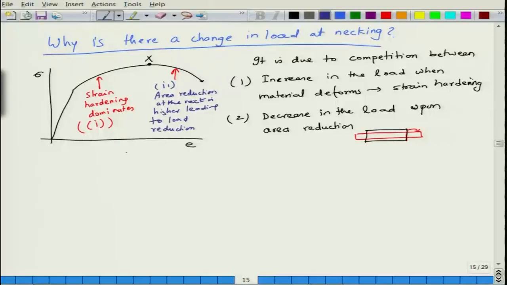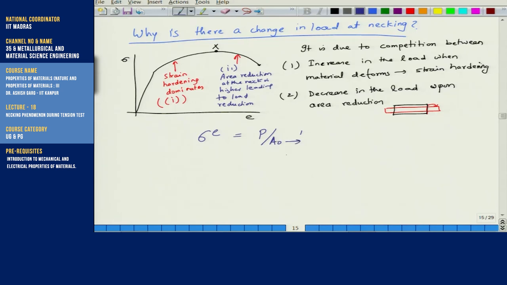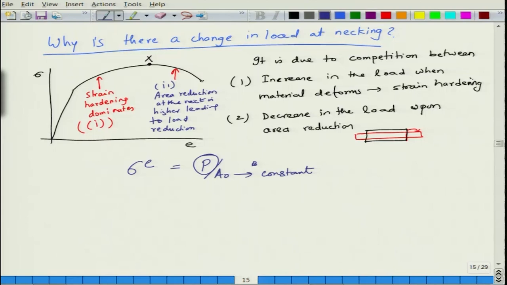So basically we know that engineering stress is proportional to load, because engineering stress is nothing but equal to P divided by A naught. A naught is nothing but constant. So since we are looking at only the load, these are two things which happen. But what happens to the true stress? So we have seen in engineering stress that first the load increases because of dominant strain hardening, and then the load decreases because of the dominant reduction in the area because of necking after UTS.